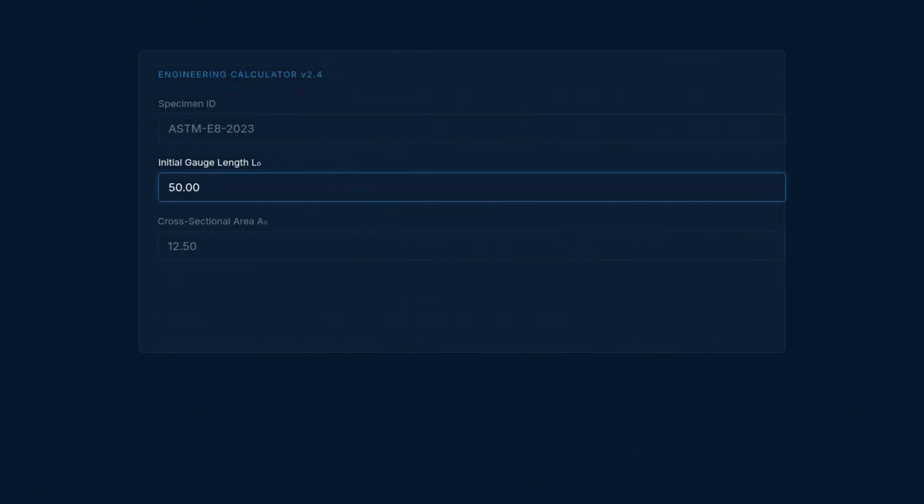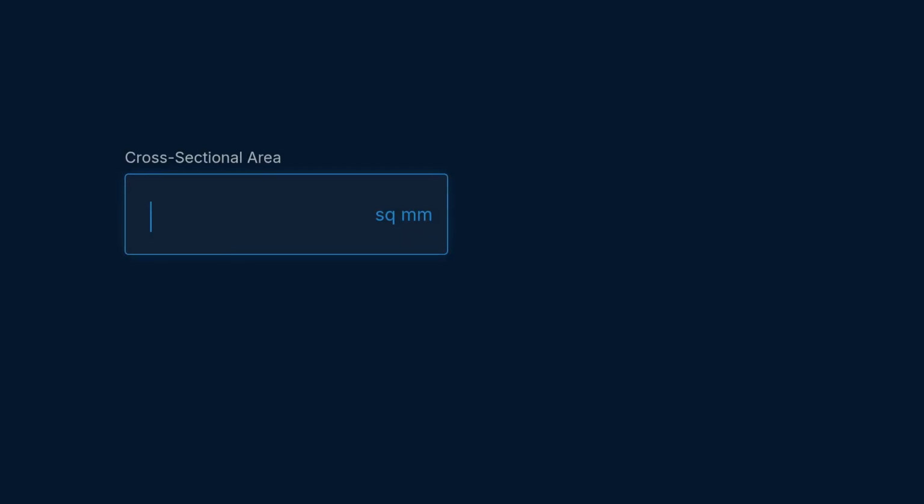First, we have initial gauge length L0, where you enter the original length of your test specimen between gauge marks in millimeters. For this demonstration, I'm using 50 millimeters. Next is cross-sectional area A0, which is the original cross-sectional area of your specimen in square millimeters. I'll enter 78.5 square millimeters, which corresponds to a 10 millimeter diameter round specimen.